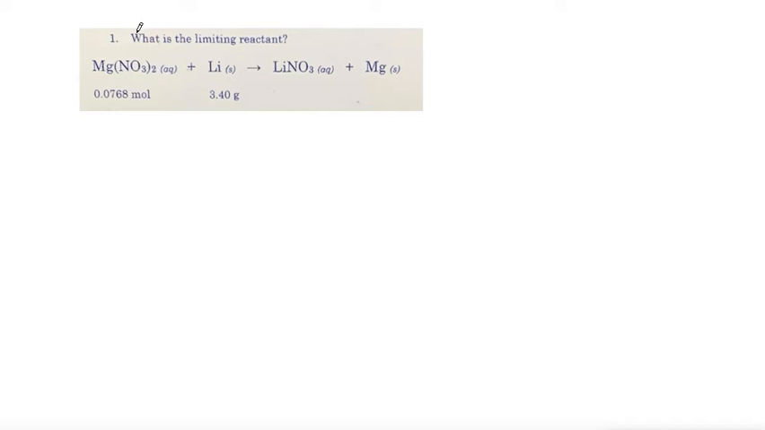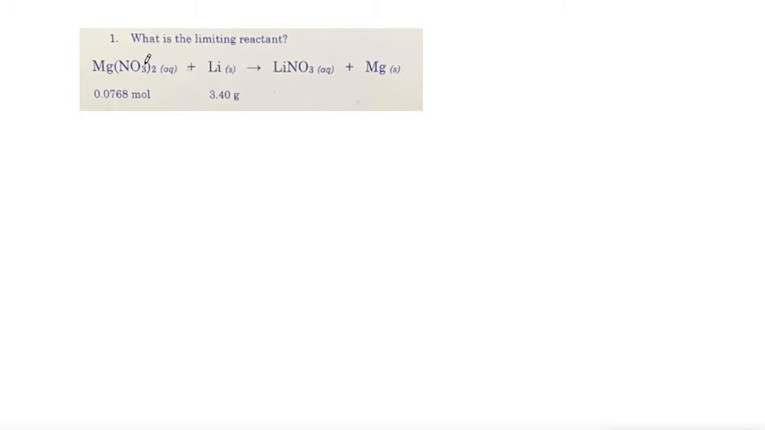This problem says, what is the limiting reactant? We're given this reaction and it appears to be unbalanced. So the first step would be to balance the reaction. Let's look and see. We have one magnesium on the reactant side and one on the products. That looks good. The NO3, that is a polyatomic ion, so we can look at it as a whole unit.